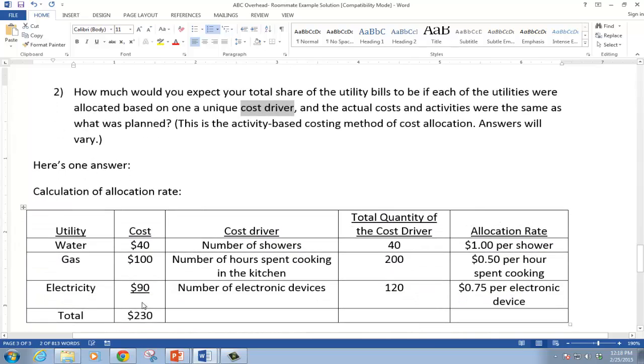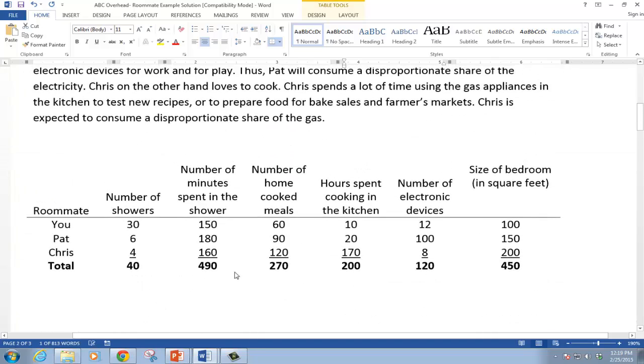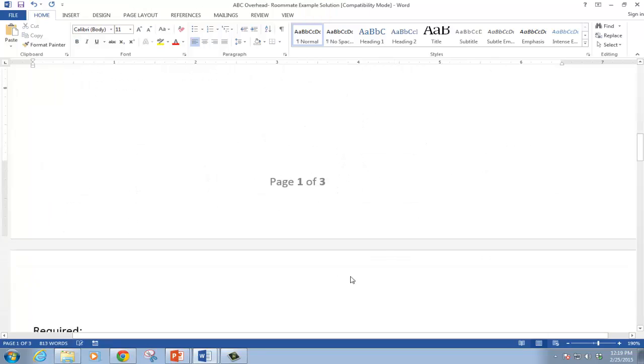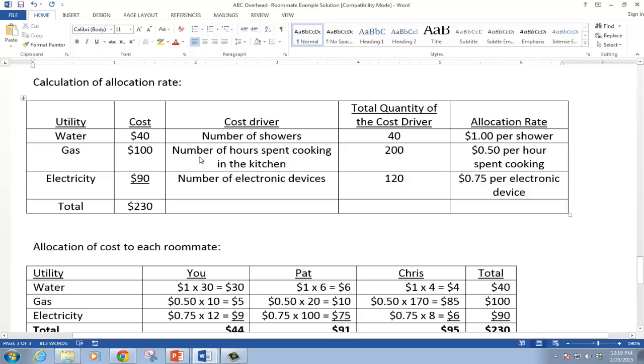Okay, so I'm going to continue allocating water in proportion to the number of showers taken. So I'll take the total water bill, divide it by 40 showers for the month, so that's still $1 per shower. That part's the same. But now for gas, I'm going to use number of hours spent cooking in the kitchen as my cost driver. So where does this 200 come from? If I go back up to this activity table, it's this 200 right here. There's a total of 200 hours that are spent cooking in the kitchen. All right, so $100 divided by 200 hours is $50 per hour spent cooking in the kitchen. So that's a rate just for the gas bill.